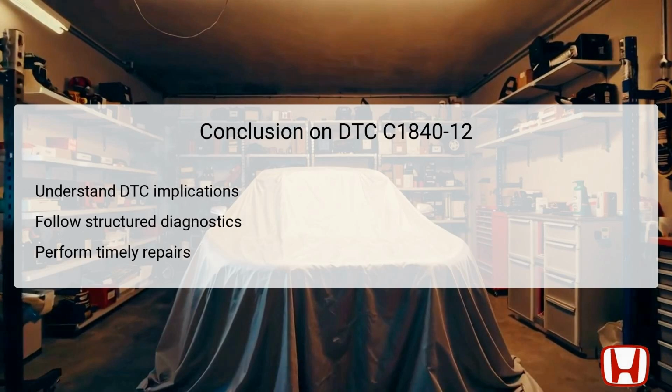for more informed decision-making. Following a structured series of troubleshooting steps ensures thorough evaluation of the sensor and wiring conditions, thereby enhancing repair accuracy. Timely repairs not only restore functionality to the AWD system, but also uphold vehicle safety standards. By adopting a proactive approach to maintenance, owners can mitigate the chances of DTC C1840-12 reoccurring and promote their vehicle's long-term reliability.